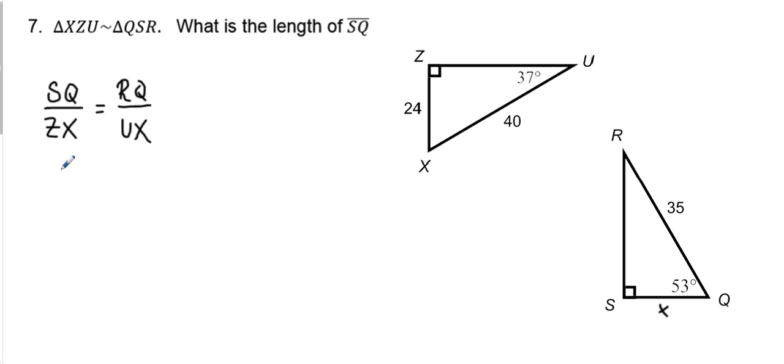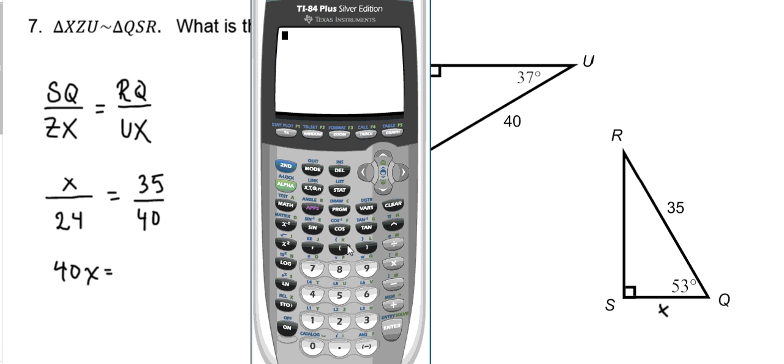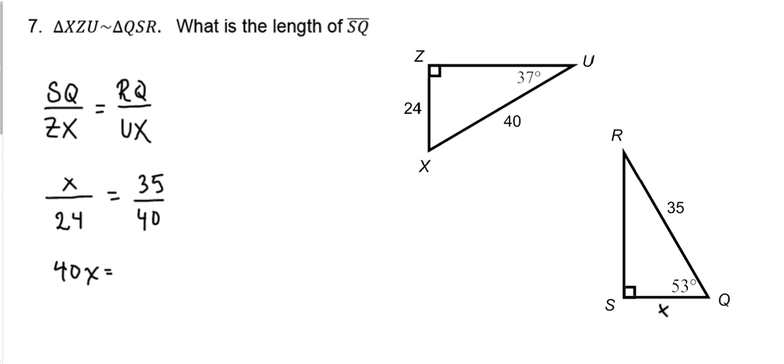And now we're going to plug in. For SQ, we'll plug in X since we don't know what it is. For ZX, we'll plug in 24. Equals, for RQ, we'll plug in 35. And for UX, we'll plug in 40. You can reduce 35 over 40 if you'd like, but I'm going to go ahead and cross multiply. So X times 40 is 40X. 24 times 35, let's go ahead and plug that into the calculator. So 24 times 35, you get 840.